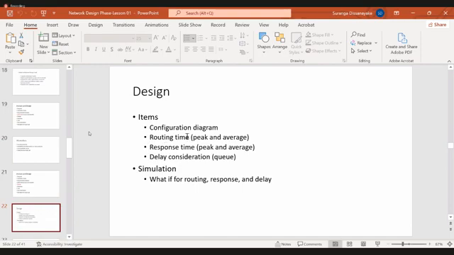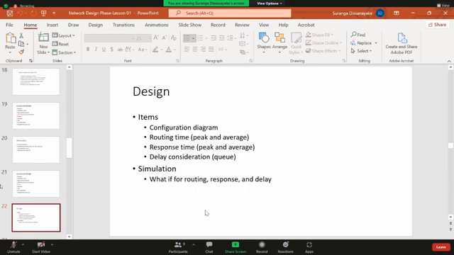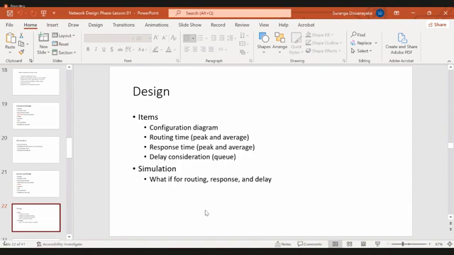We are going to talk about routing time, configuration diagram, response time. Okay. And why do we need to do the model simulation? Do you know what the meaning of simulation is? Anyone? Simulation? I think you have heard that one. Already I talked with you about the simulation part.